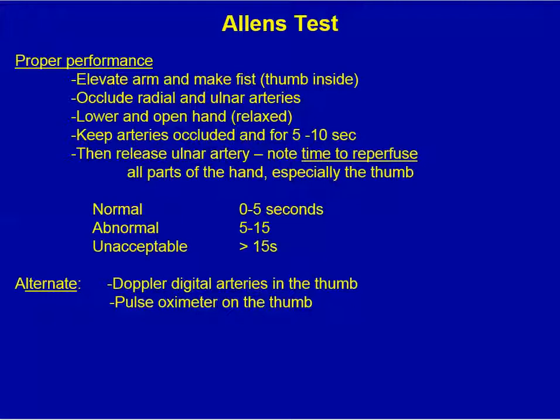Normally, this occurs in a few seconds. Anything over 5 seconds is abnormal, and in my opinion, if it's longer than 15 seconds, I am hesitant to use that radial artery. If a patient is not cooperative, you could use a Doppler of the digital arteries, or more conveniently, place a pulse oximeter on the thumb to determine whether there's a flow into the thumb.